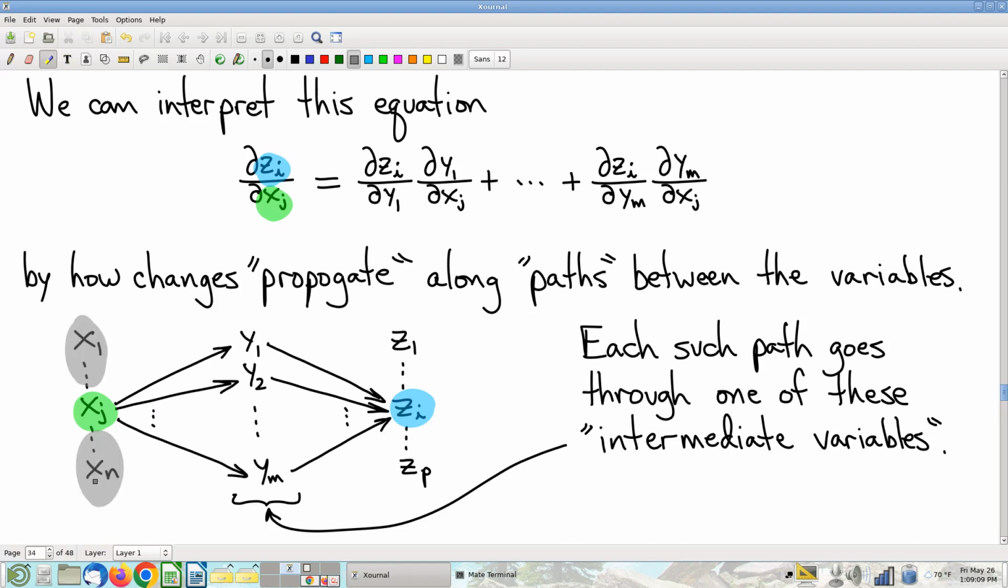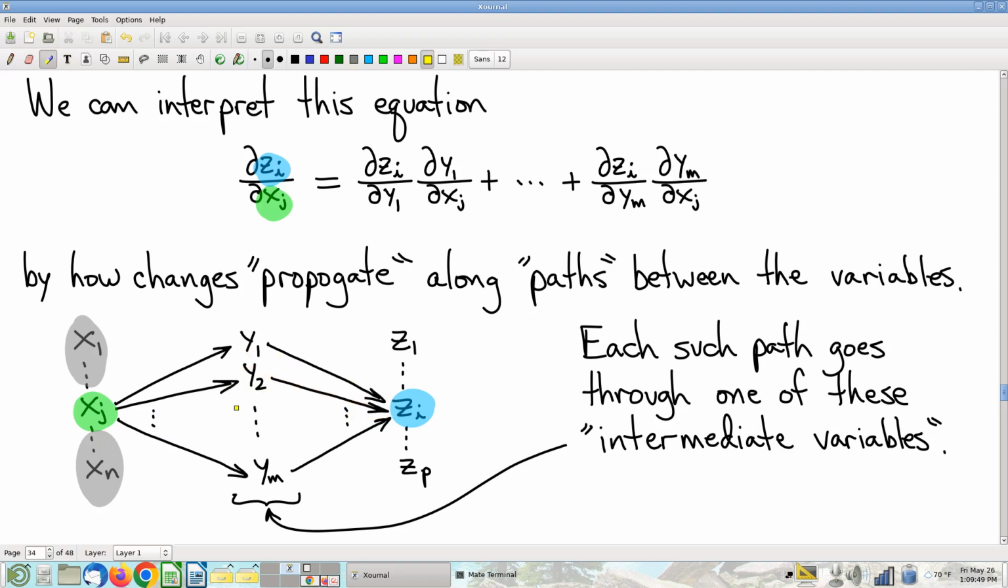Okay, so the big idea is that when you change xj, a lot of things happen. For one thing, when you change xj, that's going to make y1 start to change. But it's also going to make y2 start to change, and so on. It's going to make all of these various different y variables change. And each one of those, for example, as y1 changes, that's going to make a contribution to how zi changes. But so is the fact that y2 is changing. That will make a contribution to how zi is changing, et cetera, et cetera.